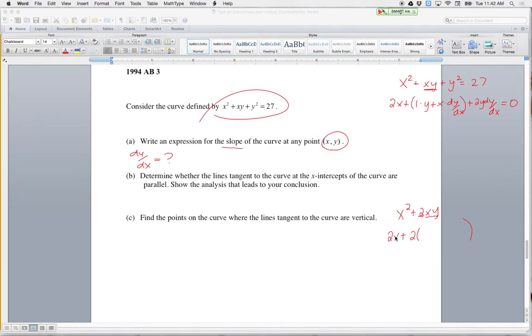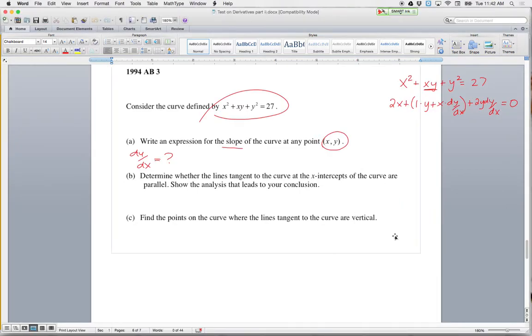You're going to have a problem because you did it with respect to time and you weren't supposed to. Doesn't mean you're not going to get some points. It just means you're not going to get a lot of points. Okay? So now the next step is to solve for your dy dx. So we have 2x plus y plus x dy dx plus 2y dy dx equals 0. You understand? Because this is not a related rate problem.